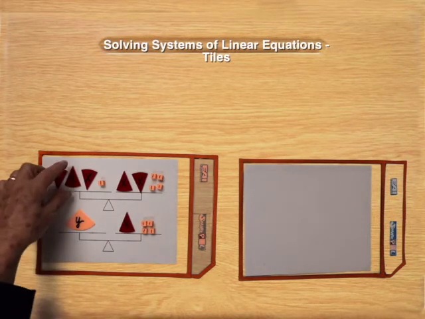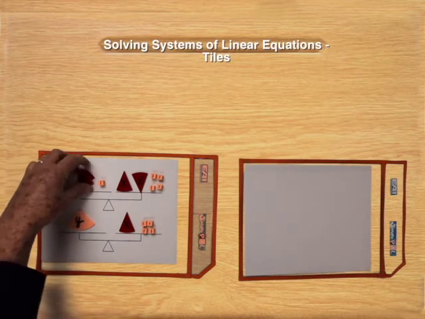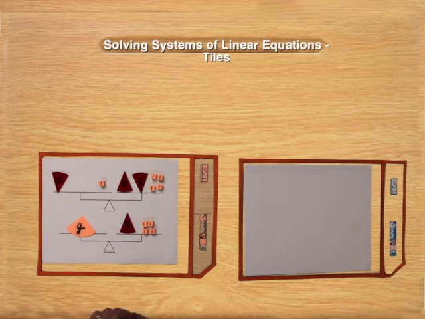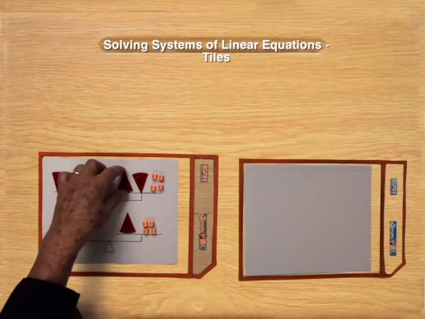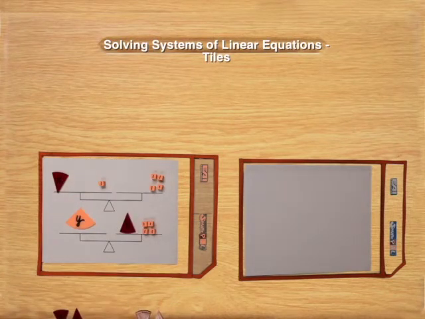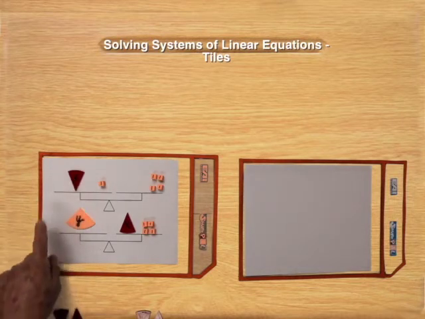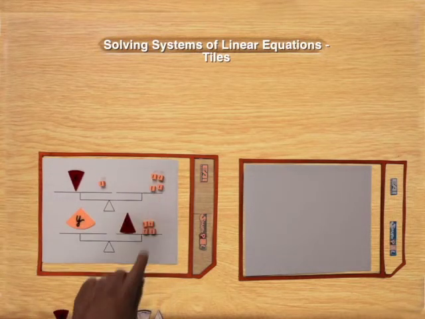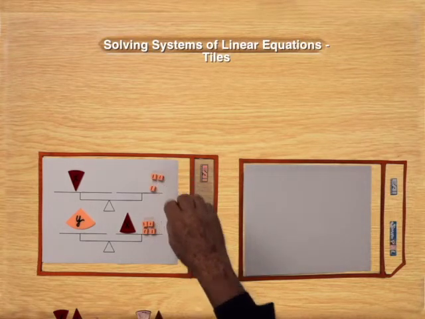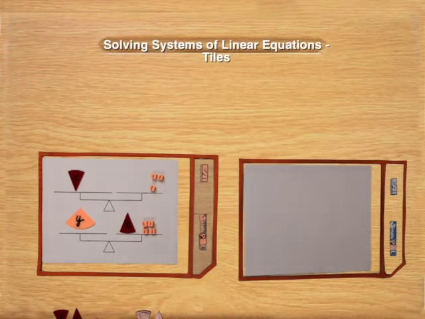The first thing we're going to do is take 2 x's off of the left-hand side of the balance. And in order to keep the balance, we're going to take 2 x's off the right-hand side of the balance. So now we have x and 1 balancing 4 ones. What we can now do is take 1 one off the left-hand side of the balance, and to keep the balance, we have to take 1 one off the right-hand side of the balance.